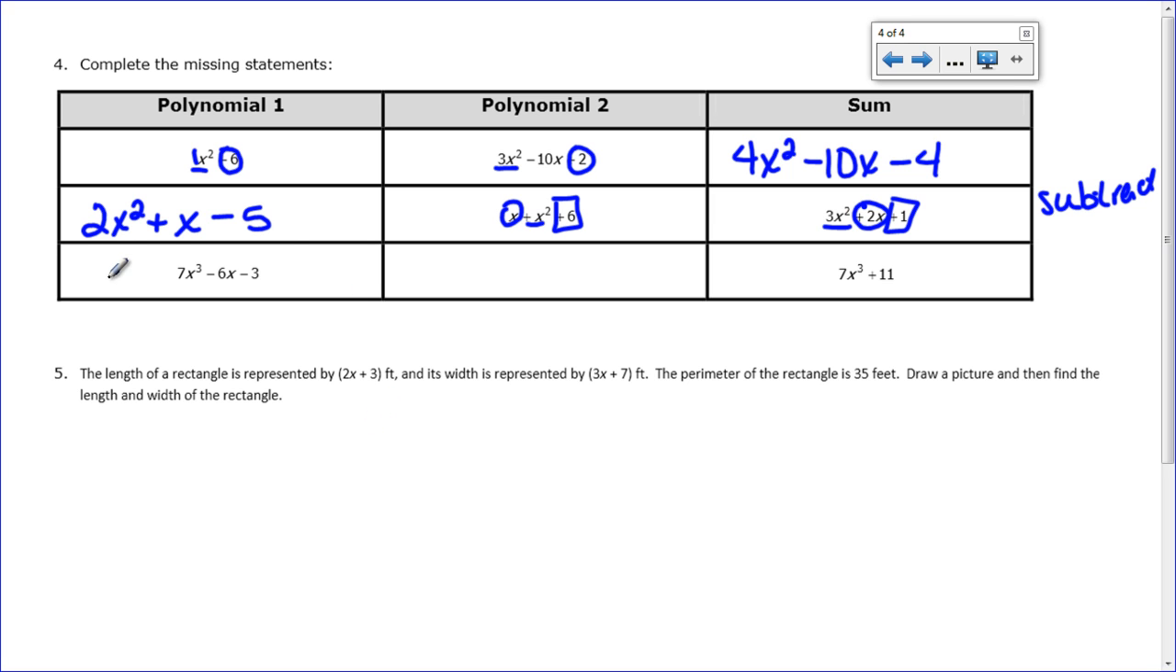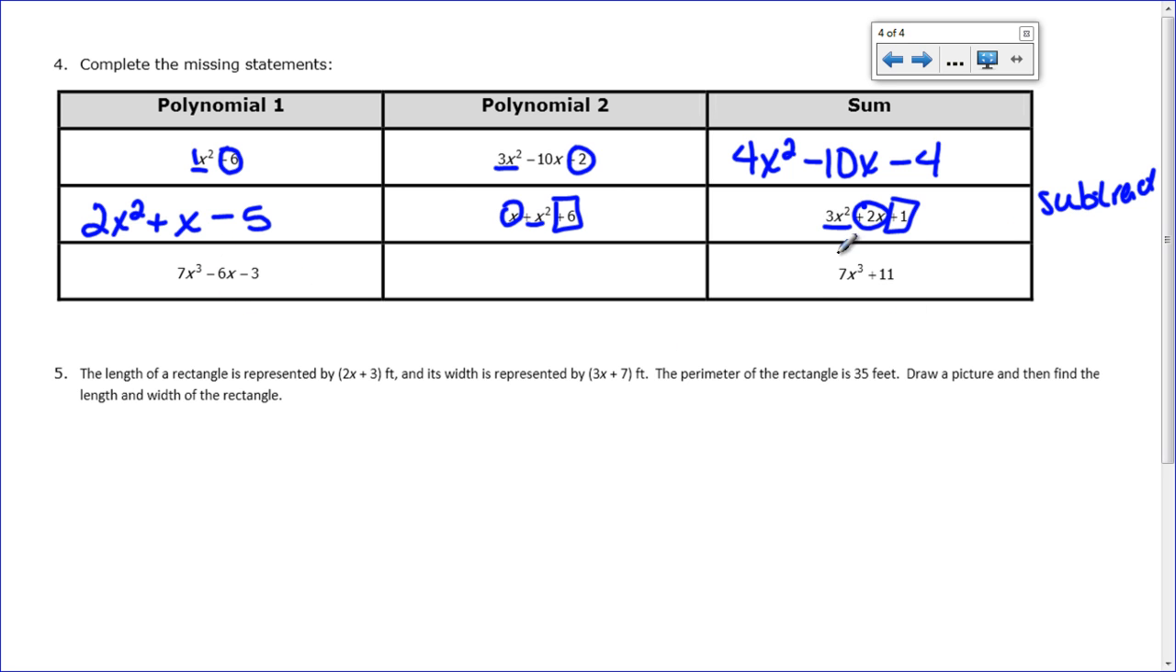And you can double check it to make sure by adding this and this together and making sure you get this as the sum. So if we do 2x squared plus x squared, it makes 3x squared. And if I do x plus x, I get 2x. And if I do negative 5 plus 6, I get 1. So it does work.